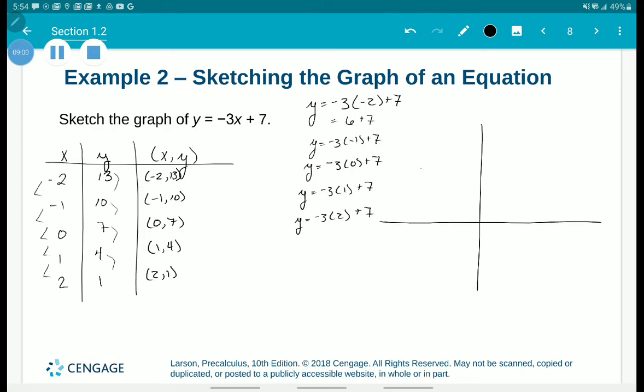So for now, let's talk about graphing. If we were just to plot all of these points, so here's negative 2, 13, negative 1, 10, 0, 7, 1, 4, and 2, 1. So now we have all of these points, and we could connect the dots. So we could keep going. So there's our sketch of this graph.